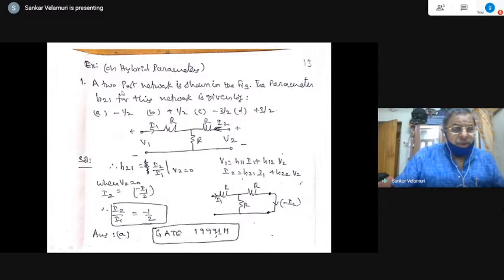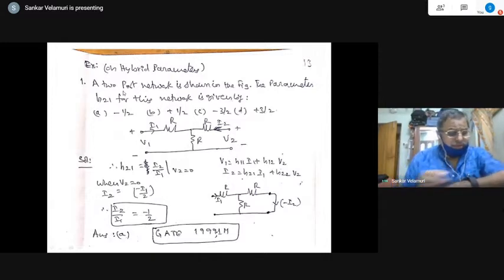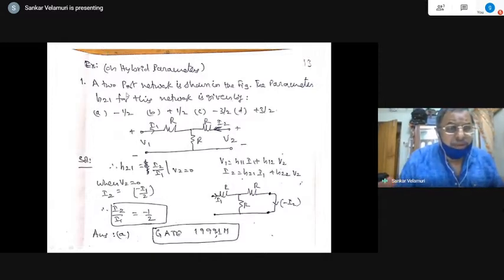Right. Now, 2 small examples are there. After that, maybe after 10 to 12 minutes, I will go to the next. This one is on transients. So a two-port network is shown in the figure. The parameter H21 for this network is given by. So you can see one has to be careful. Always the GATE question papers are tricky with respect to the sign conventions. One has to carefully follow.